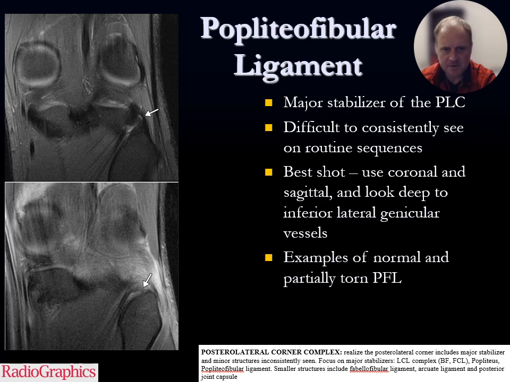Here's a popliteofibular ligament. Again, this is a major stabilizer of the posterolateral corner. The best shot is going to be your coronal, to use your coronals and sagittals and look just deep and inferior to those lateral genicular vessels. Here's an example of a normal one, which we'll see nicely. Here's this popliteus, which I'll just bracket here. And as you follow this up and across, you can find this very small ligament coming through and to insert on the fibular head. So down here you have a finding more representative of popliteofibular ligament sprain, where you have a thickened edematous ligament that looks something like this.